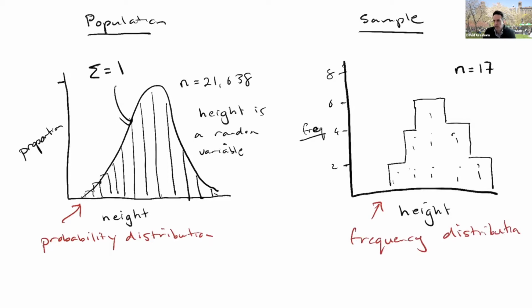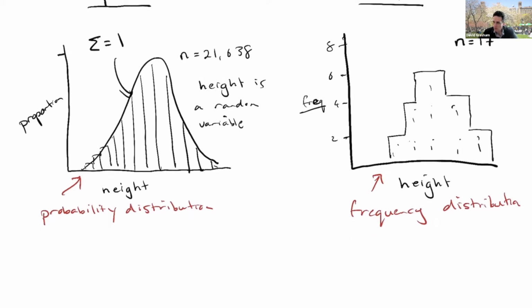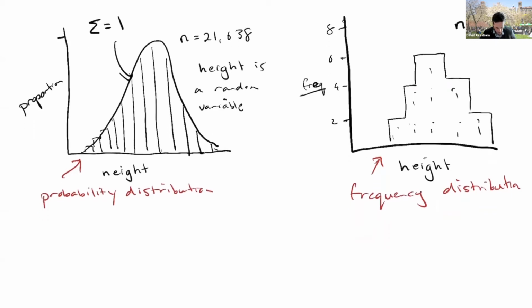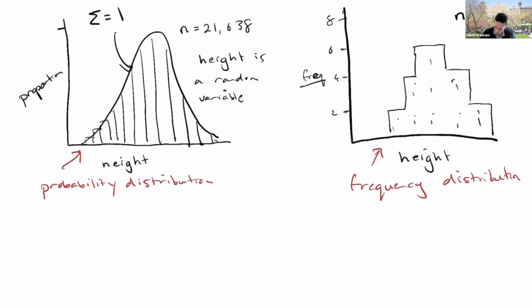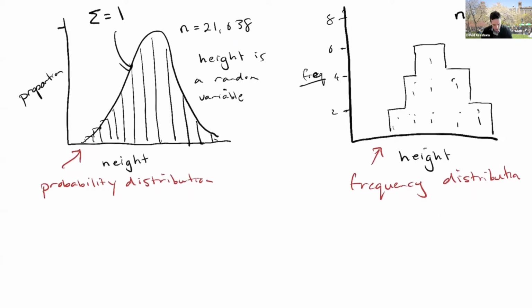Okay, so there's two different ways of drawing a histogram. When we're drawing a histogram of a population, we talk about a probability distribution. When we're drawing a histogram from a sample, we talk about a frequency distribution. Now, in both cases, we can compute parameters of these distributions. And so what are those parameters? Well, we talked about in the last class the mean.